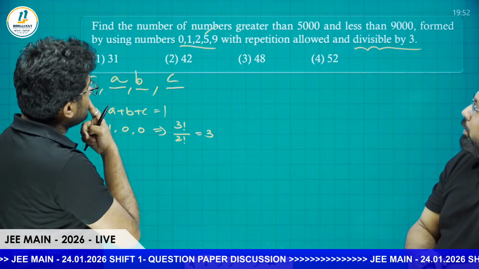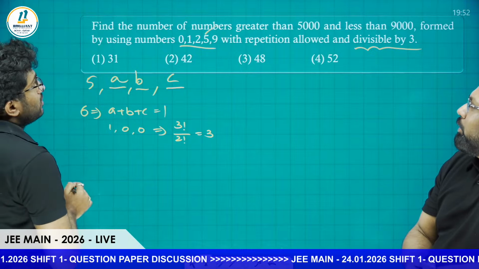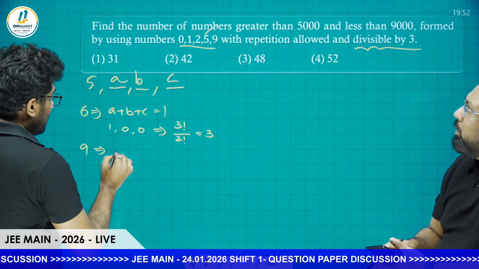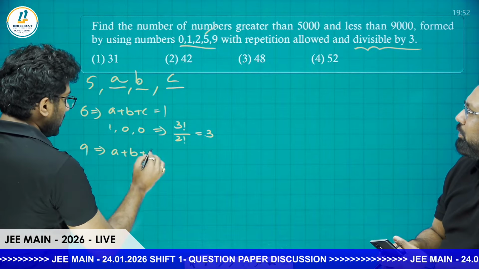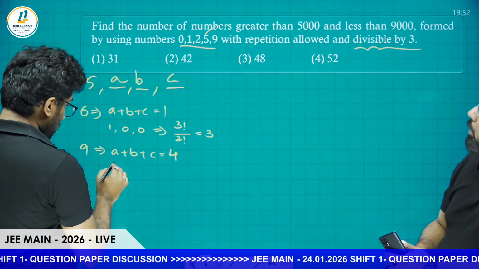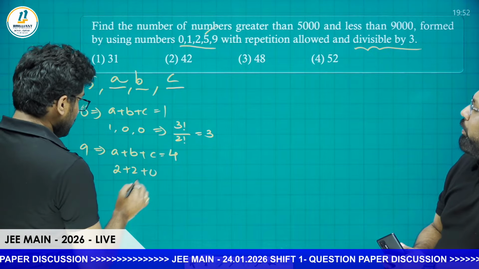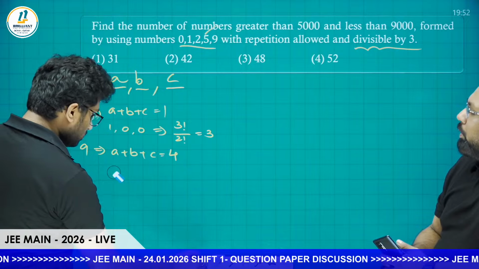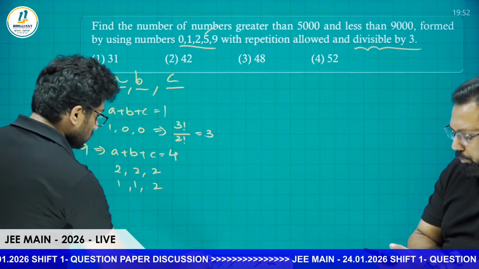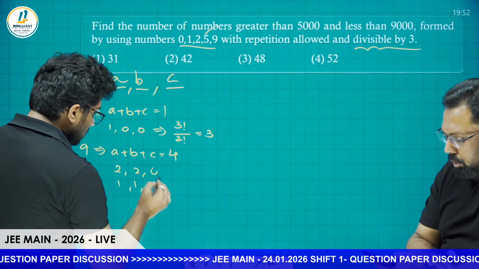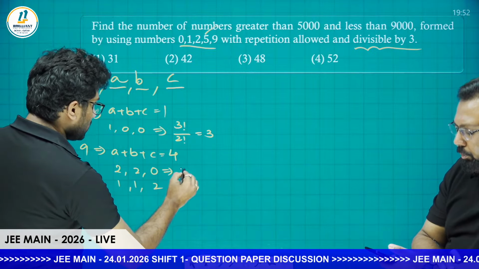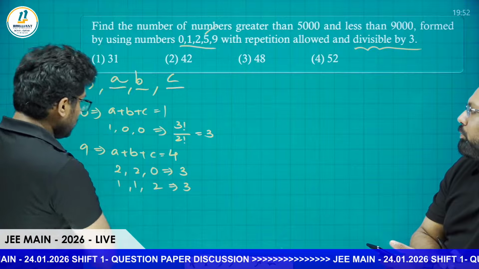Next A plus B plus C, only one case, sir, because it's starting with 5. Okay. So the next number is 9. If it is 9, A plus B plus C should be, since already it is 5, 4 here. So 4 means 2 plus 2 plus 0, then 2 2 0, and 1 1 2. So this is again 3 factorial by 2 factorial, which is 3 cases.